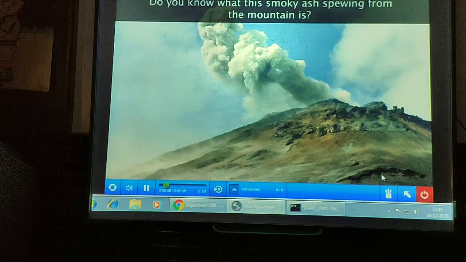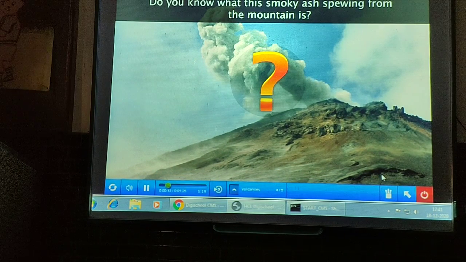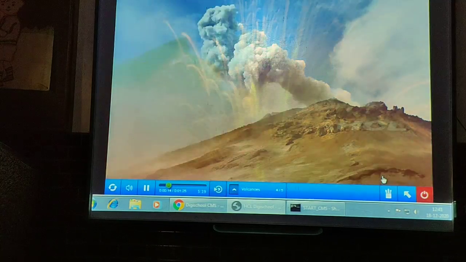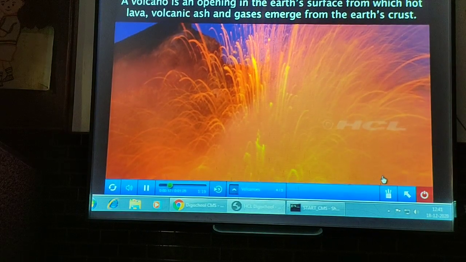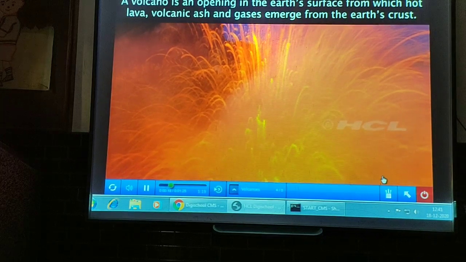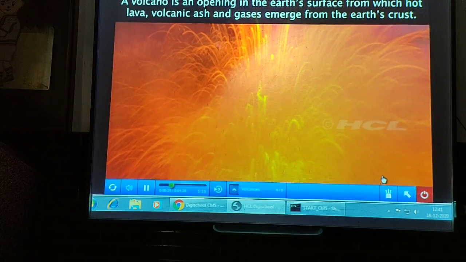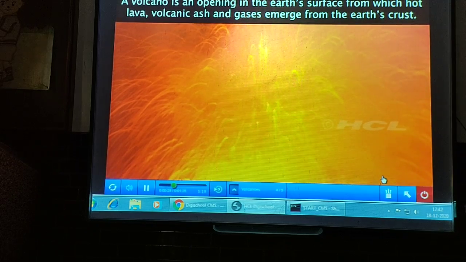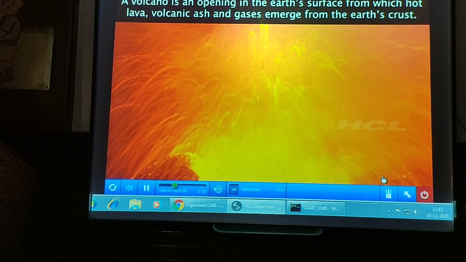Volcano, also called ज्वालामुखी. Do you know what this smoky ash coming out of the mountain is? This is a volcano. A volcano is an opening in the Earth's surface from which hot lava, volcanic ash, and gases emerge from the Earth's crust.